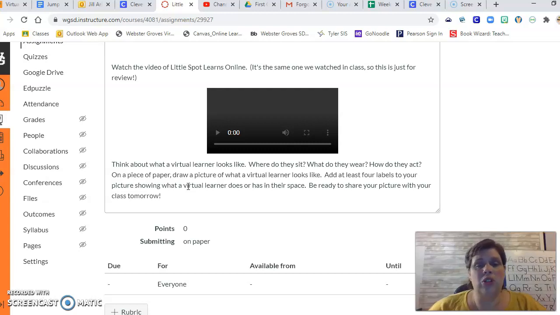And then I want you to add at least 4 labels to your picture, showing what a virtual learner does or has in their space. So that might be a desk, it might be labeling a table, it might be labeling your computer or pencils or paper or books. Whatever you think is important that a virtual learner has or does in their learning space, maybe sitting up straight and paying attention would be something you would want to label. It's totally up to you.